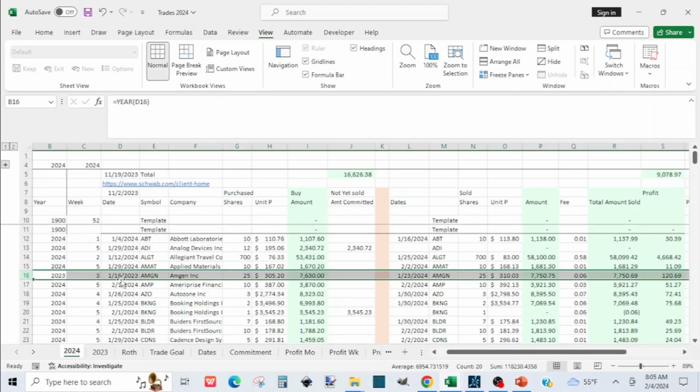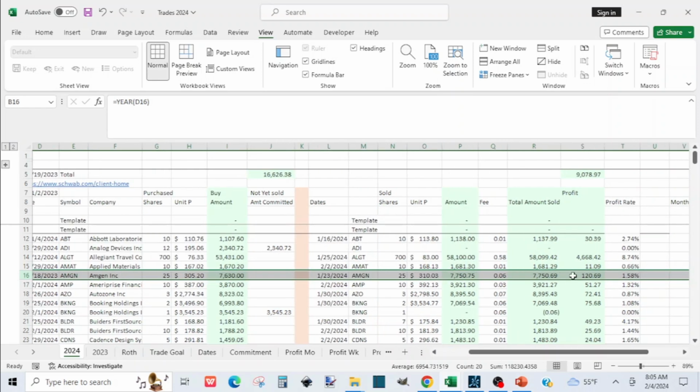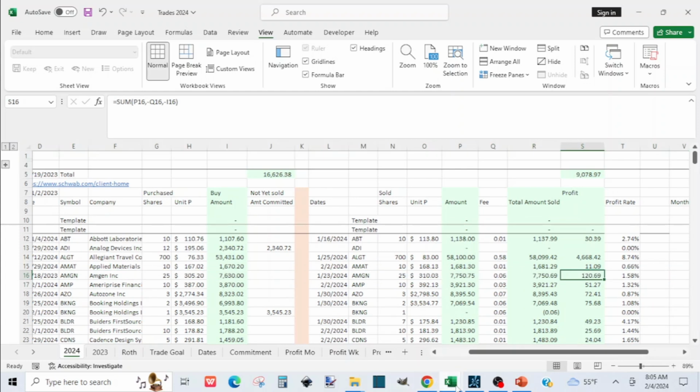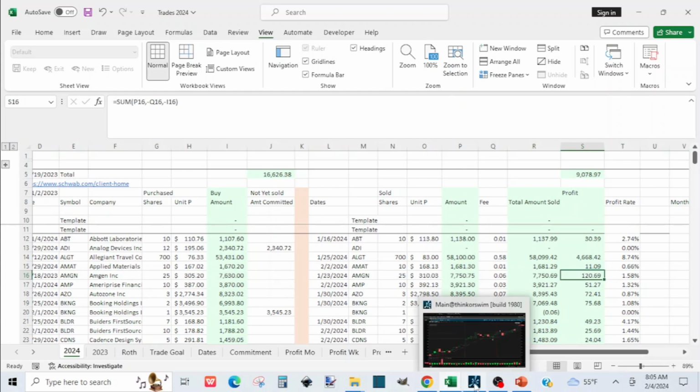We purchased it on the 18th. In fact, we purchased 25 shares and we sold it on the 23rd for $120. So you can see the number of shares purchased is 25 shares, for 7,000. So working with 2,000 per trade, the profit target will be different.